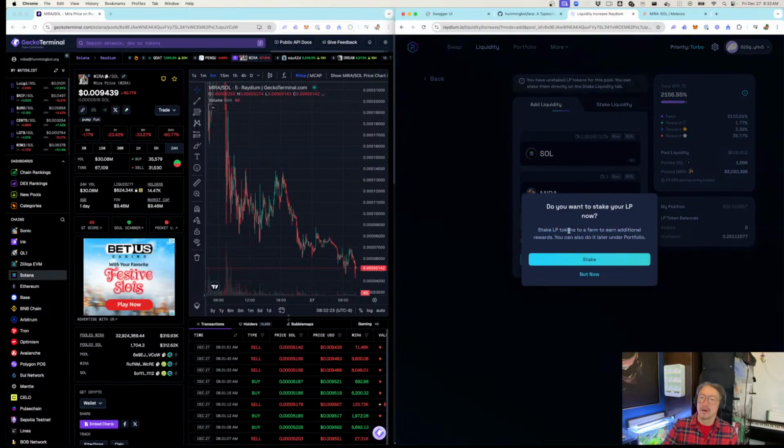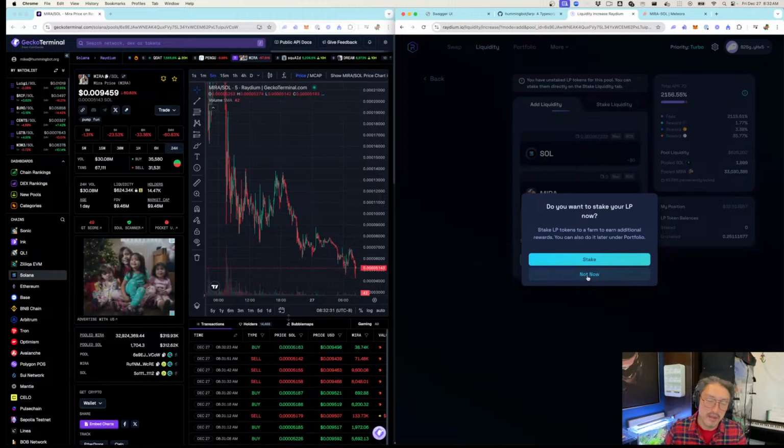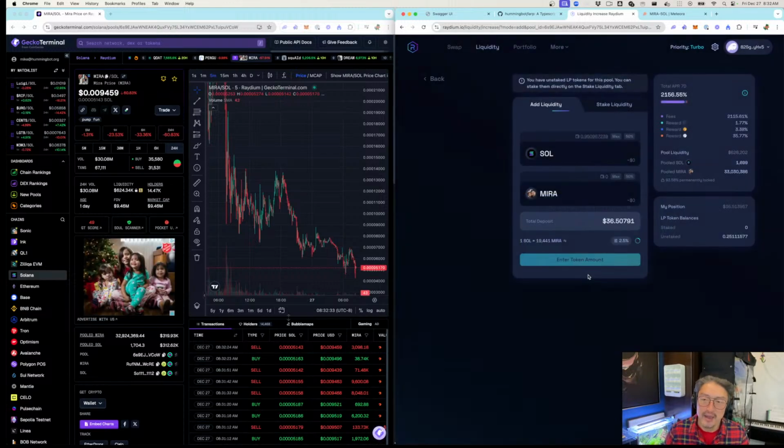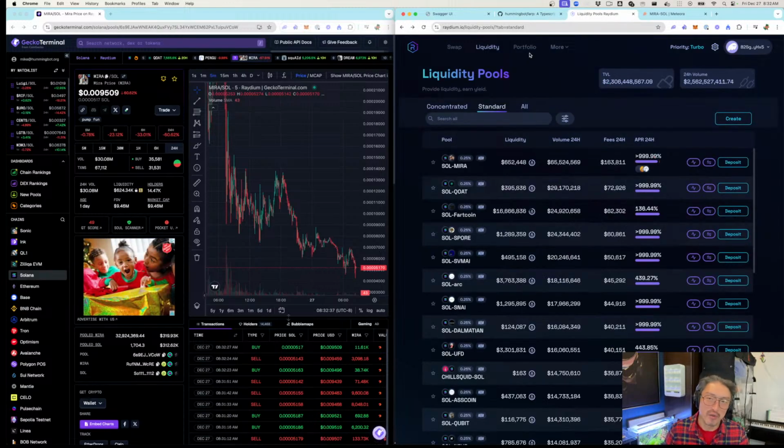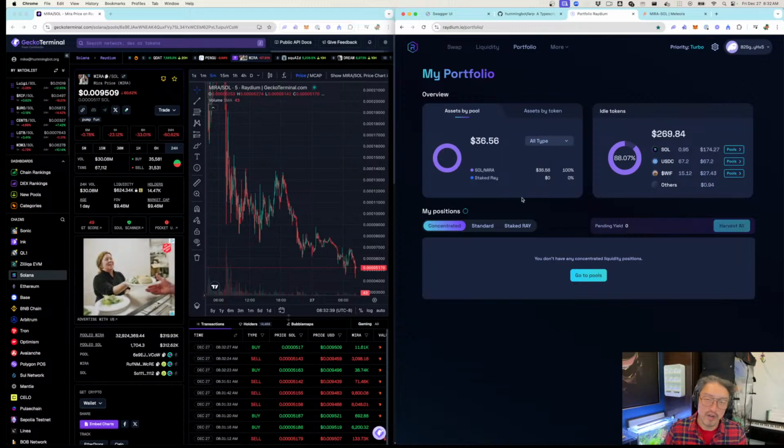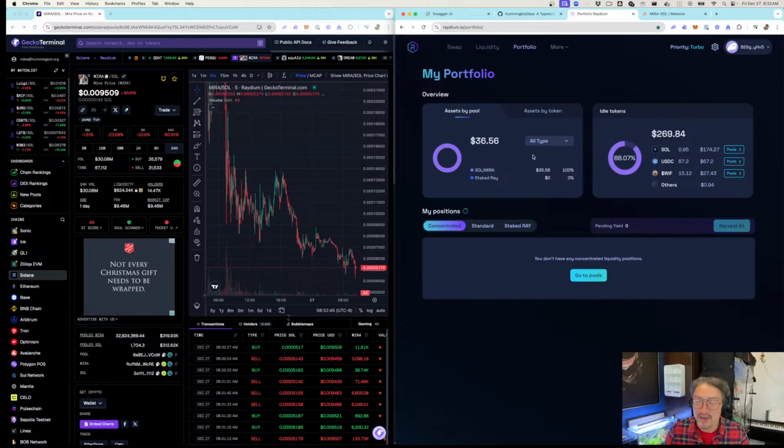Okay, so we could stake the LP tokens in order to increase the yield even more. Whether you do so or not, it really depends on how much you can earn by staking. I have not been super impressed with the Raydium staking yield, so I'm not going to do it today. I also think there's a weird UI thing where if you stake it, then you don't see it in your portfolio, which makes it confusing to track. So it's kind of why I don't stake it.